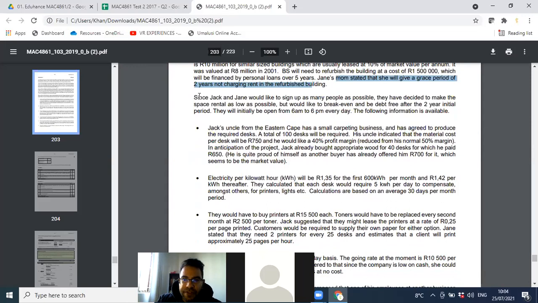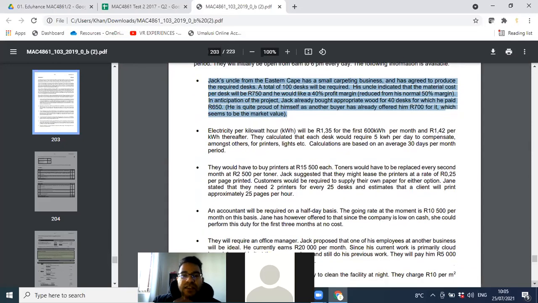Over here, they're telling us that Jack and Jane decided to make rent, but they would like to break even and be debt free after 2 years. They will be open from 6 a.m. to 6 p.m., so it's a 12-hour period. And the following information is available. Now we can go point by point.